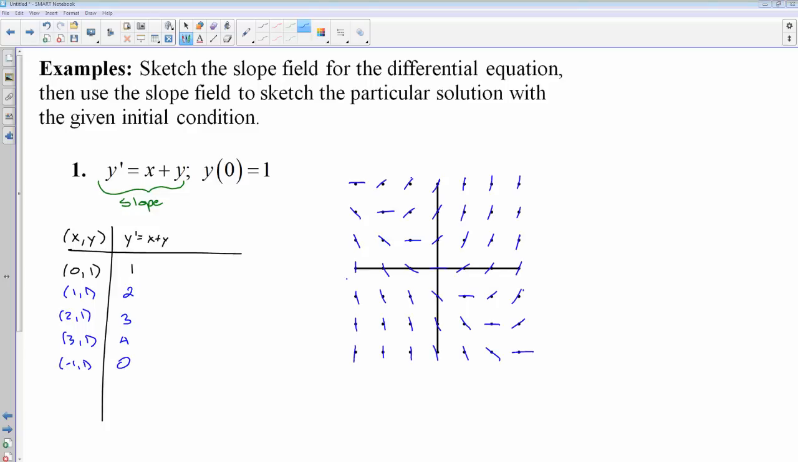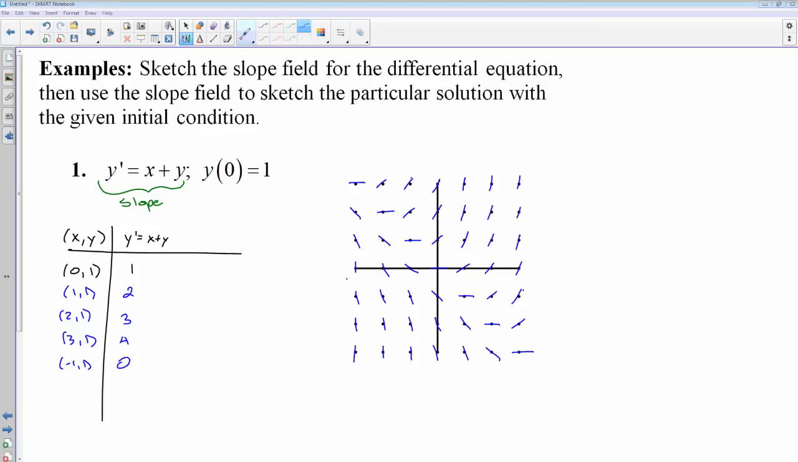Whew, that was exciting. All right, so this is what our slope field looks like, and that's why it's called a slope field, because it's a field of slopes. You may hear it called a direction field. All right, so this is our slope field, and while you're doing your slope field, you will notice some patterns.